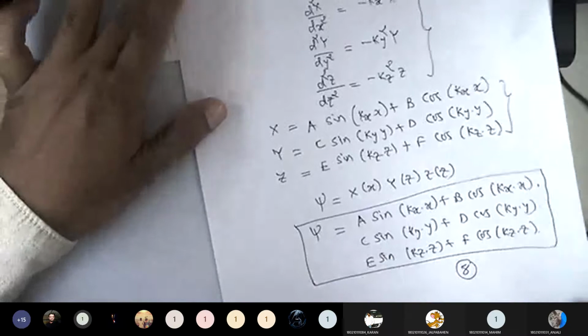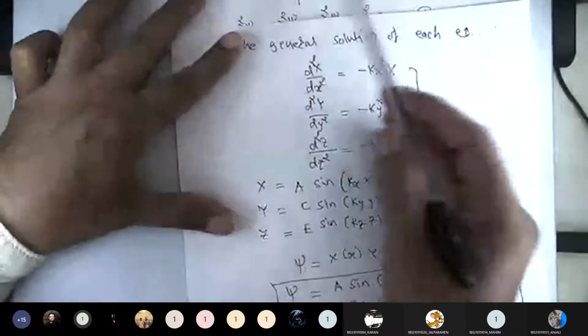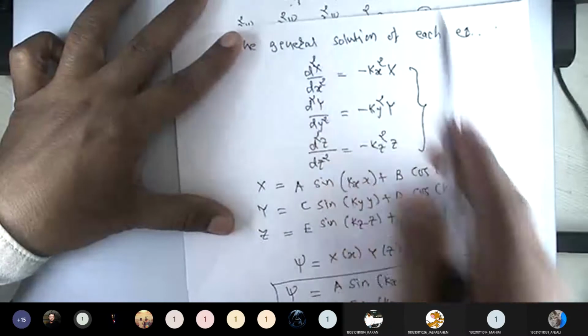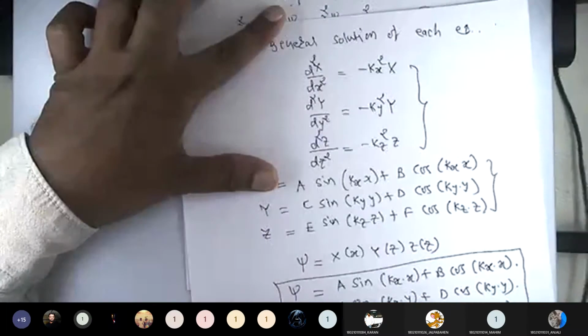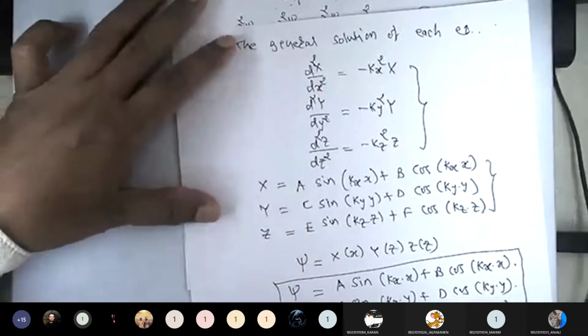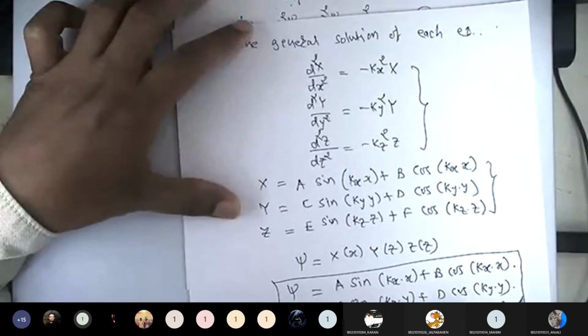Then you can see that the solution of equation number 3, del square psi equal to gamma square psi, is nothing but equation number 8. And last time I have already explained the physical meaning of this solution too.